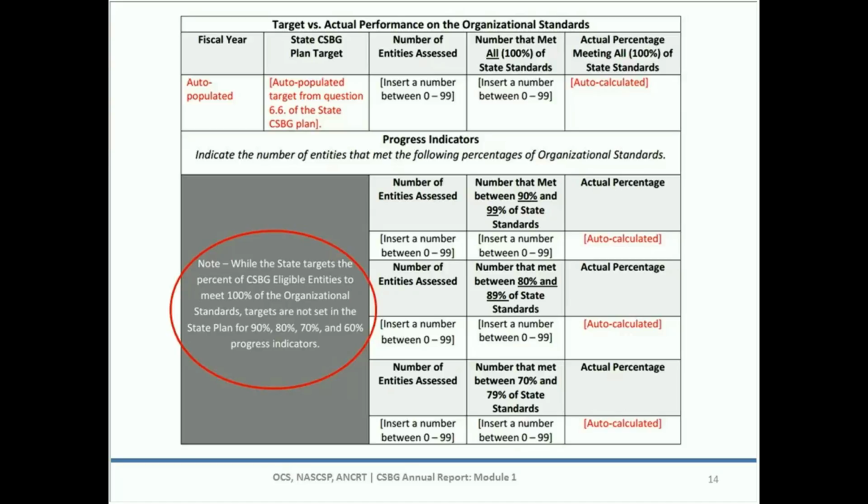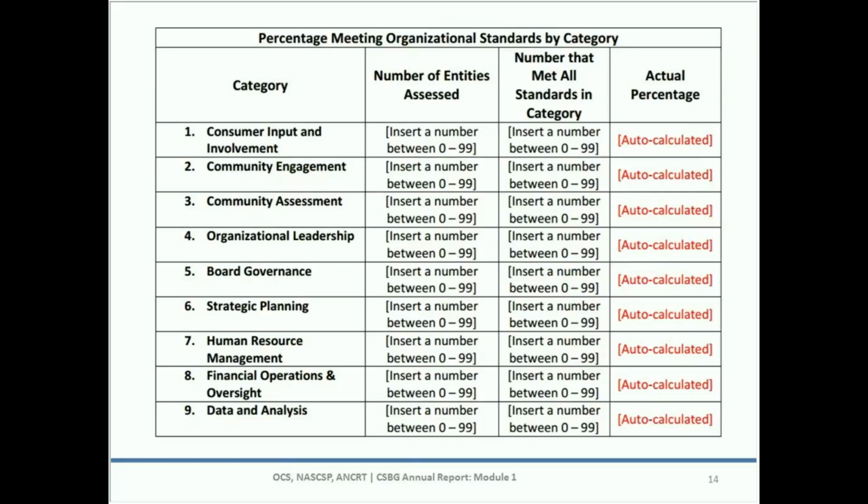And then on the next page, we went into a little bit more detail. Here we have it broken out for the organizational standards by category. We know that there are so many different standards, and we wanted to know within each category, for example, organizational leadership, how many of the entities who were assessed on organizational leadership met all of the standards, and then what is that actual percentage. So this will give us better insight into the training and technical needs of our network and where we have our strengths and where we can have some improvements.